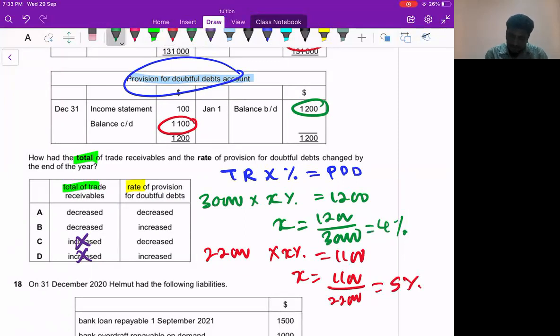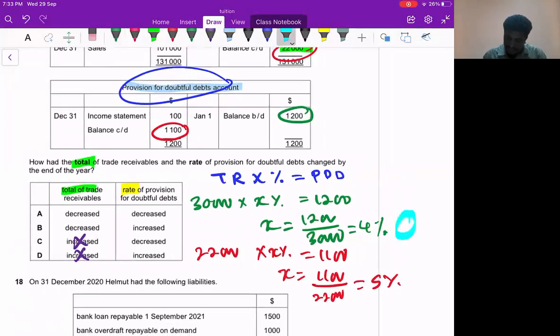So what happened? Opening was 4%, closing was 5%. So it's an increase. The amount is decreased, but the percentage is increased. But what is the question asking? Rate. The rate is increased. So the answer is B. You understand? But most of the students just look at the number, then they put the answer. Not like that. There's something there.